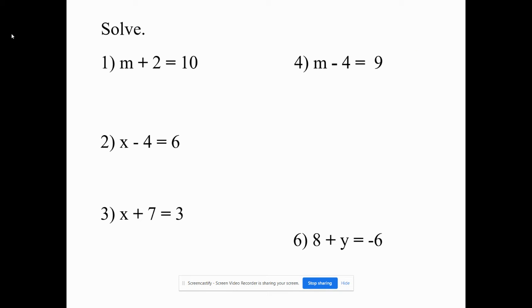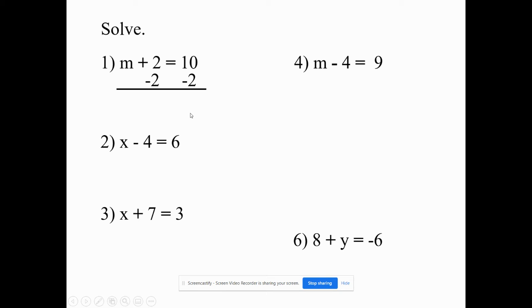So if we've got m plus 2, what we're going to do first of all is we want to get that m completely on its own. So what we need to do is get rid of that positive 2. What we do to get rid of it is we do the opposite of it. So if we've got plus 2, we're going to write underneath it, take 2, but then we have to do what the rule said, what we do on the one side, we have to do on the other side.